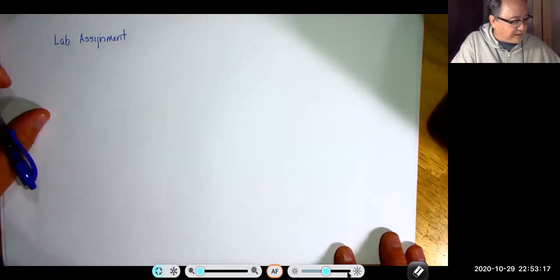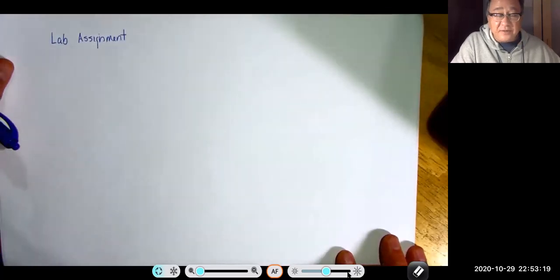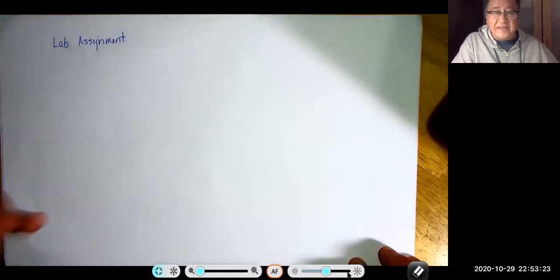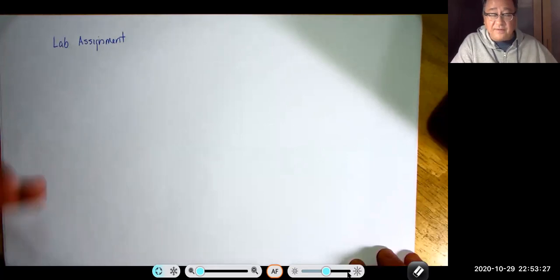Then you're going to put the procedure, and the procedure is basically to calculate the radius, calculate the energy, calculate the change in energy, calculate the associated wavelength. That's basically the procedure. And then you're going to show calculations.